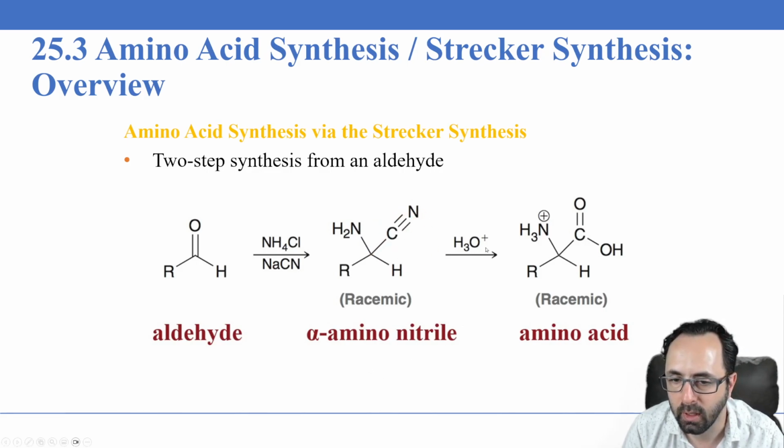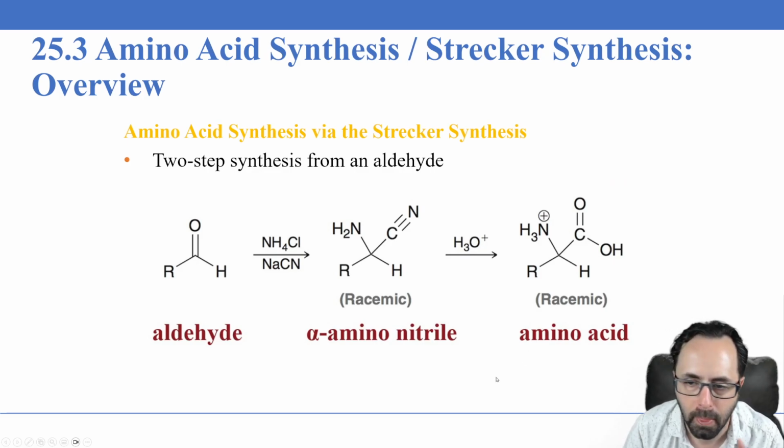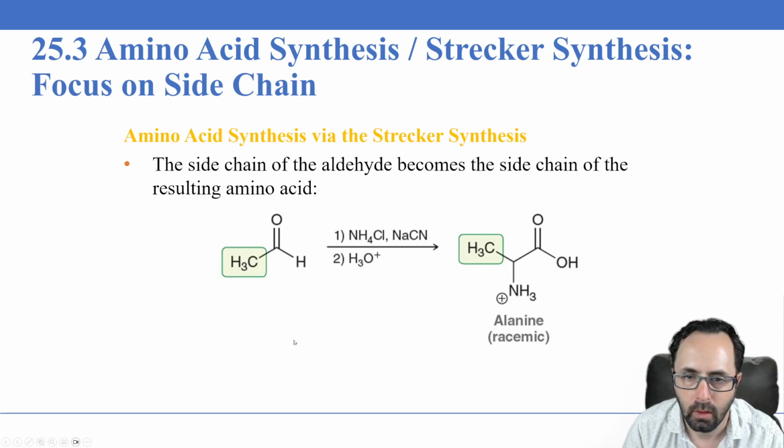And then finally we can hydrolyze this nitrile, which gives us this carboxylic acid. And we still have the amino group, which is now protonated under acidic conditions. And again, that amino group is attached to the alpha carbon on the carboxylic acid. So the side chain of the aldehyde will become the side chain of the amino acid.